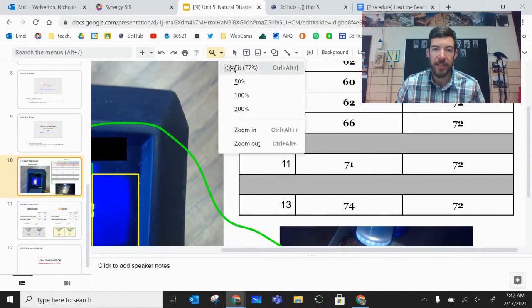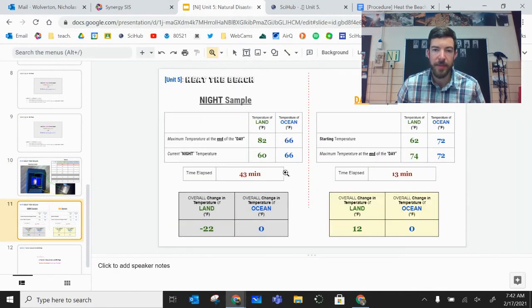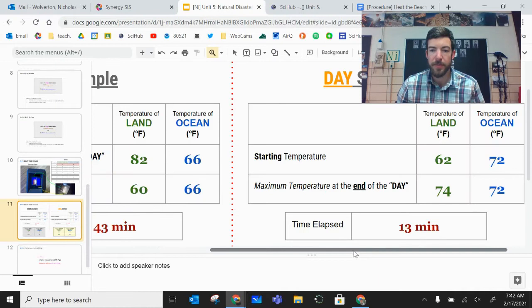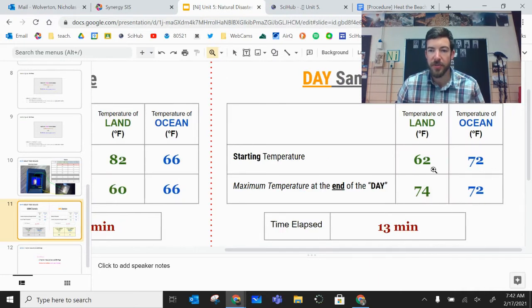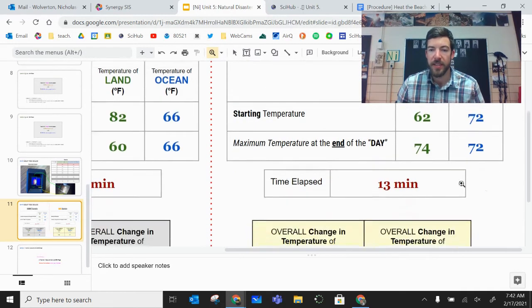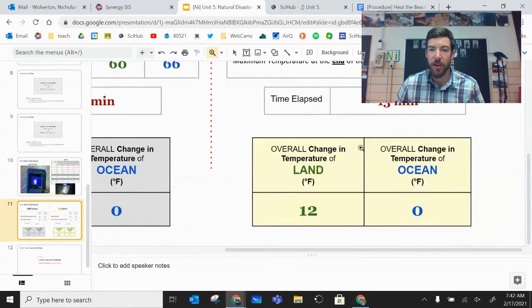So if we look at our next slide, we can look at why this matters. With the day sample, we started with 62, it ended at 74, the ocean stayed at 72. The time elapsed was 13 minutes. Over 13 minutes, the land heated up by 12 degrees, and over 13 minutes, the ocean heated up by 0. All right.